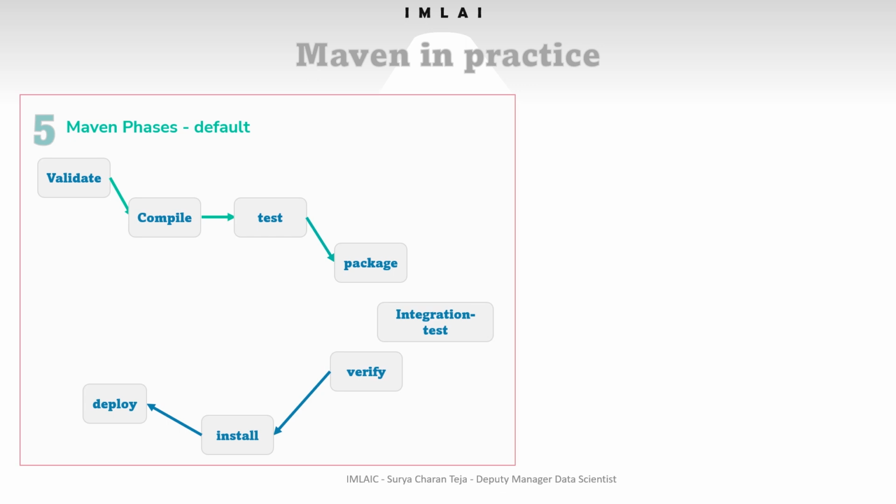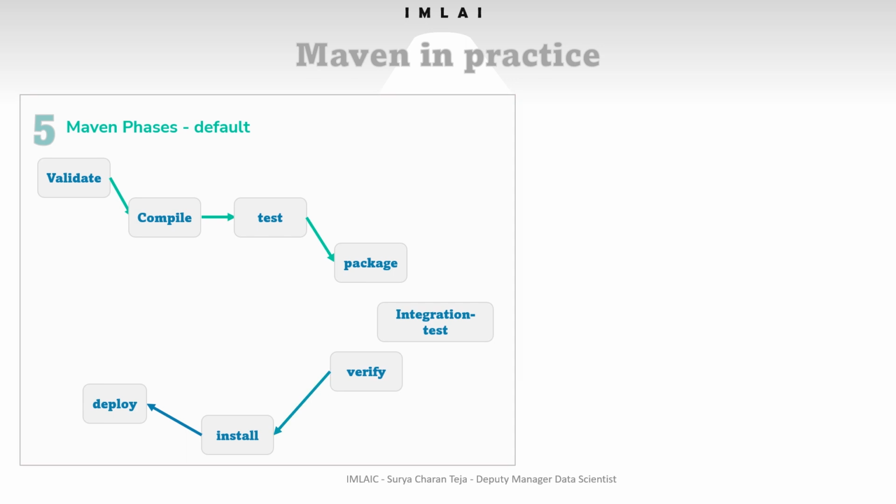Then we go to the package phase. Package takes the compiled code and packages it in the distributable format such as jar or war. Then we go for the integration test: process and deploy the package if necessary into an environment where integration tests can be run. And finally we go for verify. Verify runs any checks to verify the package is valid and meets quality criteria. It's called a health checkup also. For that you require a static code analysis tool.